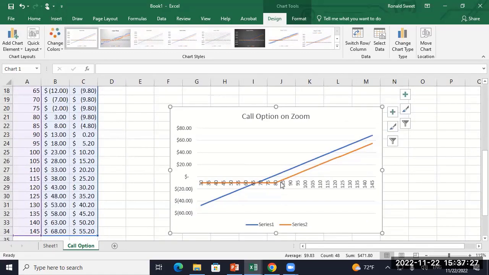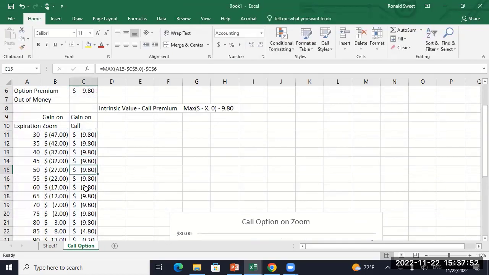All right, so here you see this very famous hockey stick look of a call option. The orange is the call option. The blue is the stock itself. The stock is just a straight line. So the nice thing about the call is the most you can lose is that call premium. So the most you can lose is $9.80. You can't lose any more than that. And you see that in the graph, don't you? $9.80 is the most you can lose.